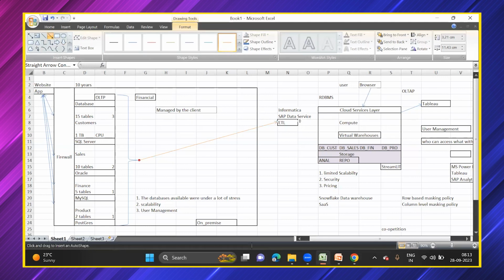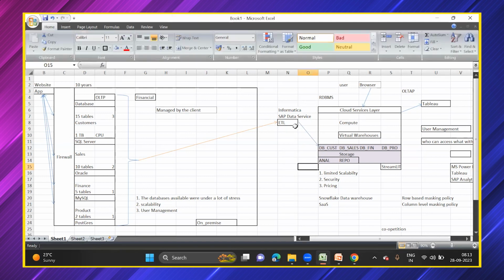So in the ETL, your source will be your on-premise system, and your target will be your Snowflake data warehouse. This is one way of migrating the data. We will see that in depth later on.